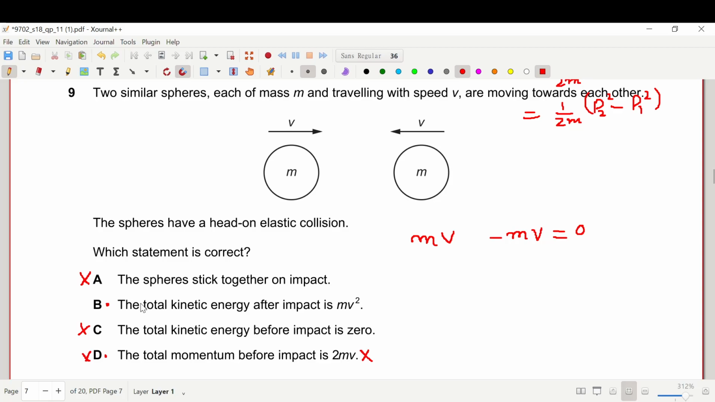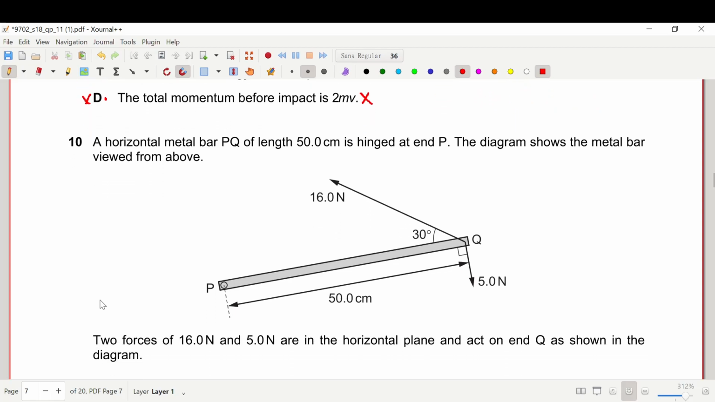But if you want to make a calculation on it, kinetic energy before the impact is half mv square plus half mv square. Kinetic energy is scalar, it doesn't require any direction. So total kinetic energy will be half mv square plus half mv square, that makes mv square. So this is correct. Let's move to the next question.